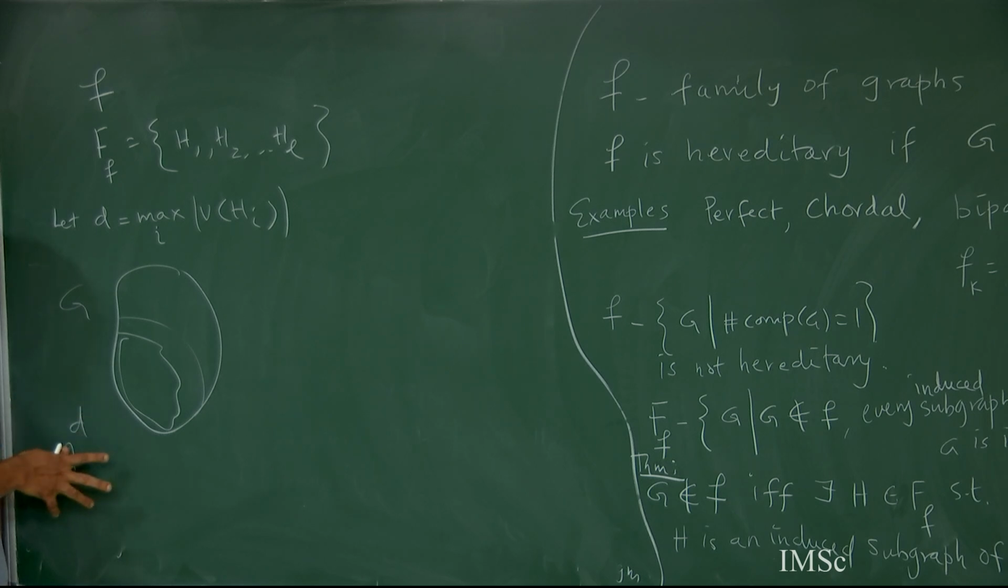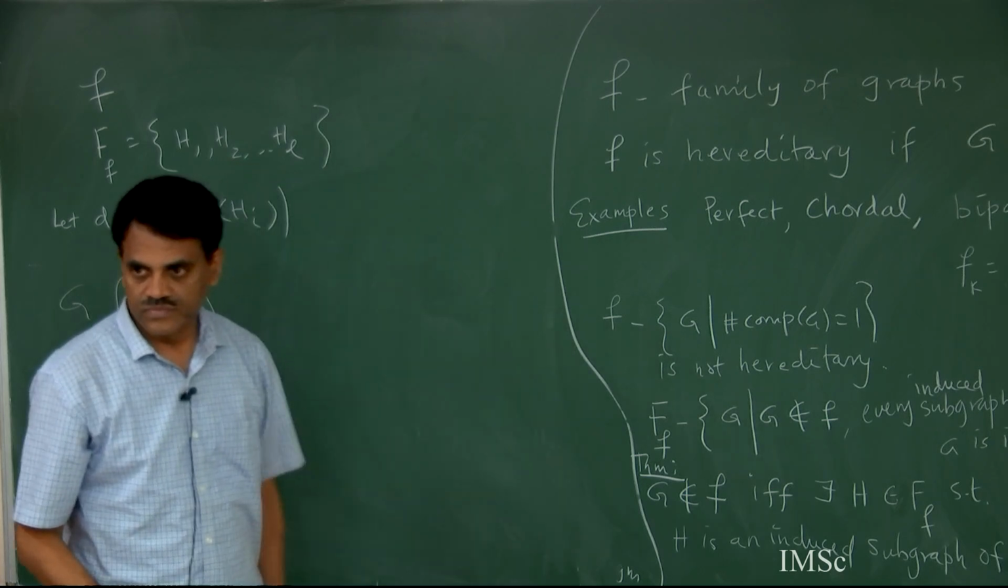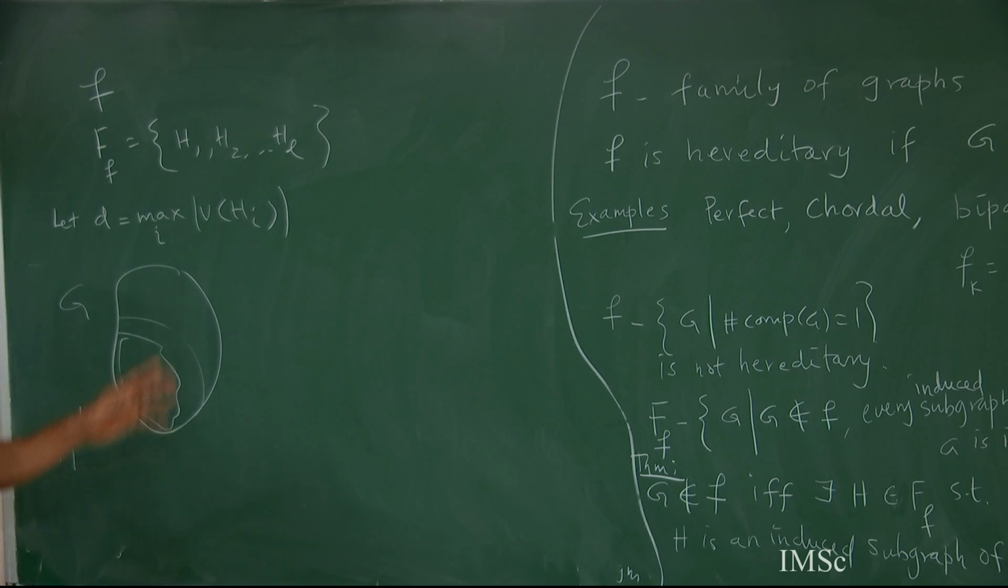So you check whether this is a subgraph of my G, try that for every H, and if none of these is an induced subgraph of G, then by this theorem G belongs to the family. So I have a polynomial time algorithm if this is a finite set.